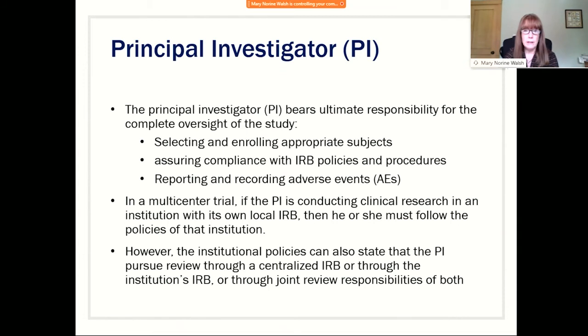So if you're the PI, what do you have to do? You are responsible for selecting and enrolling subjects. You alone are assuring compliance with IRB policies. It may be your coordinators or your administrator who are making this all happen, but ultimately the responsibility is your own. And you are responsible for reporting and recording adverse events. Serious adverse events generally have to be reported to the sponsor within 24 hours, and it rests on the PI's shoulders to make sure this happens.